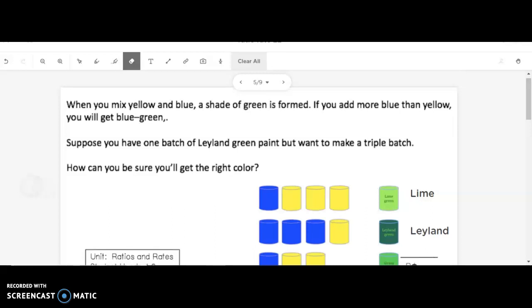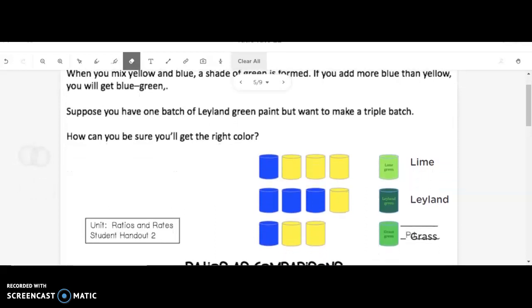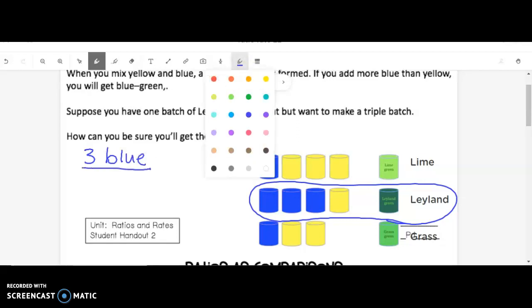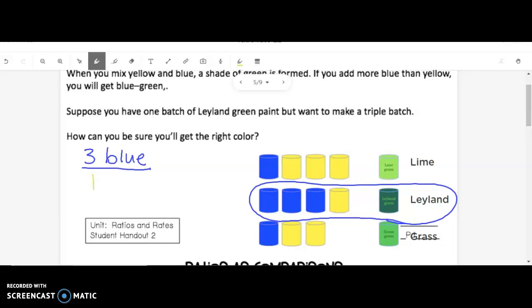Suppose you have one batch of Leyland green paint but want to make a triple batch. How can you be sure you're going to get the right color? Well, we can be sure to get the right color because we're going to use ratios. So I'm here looking at this Leyland green, and it says I need 3 blue, and I need 1 yellow, blue to yellow. So 3 blue to 1 yellow.